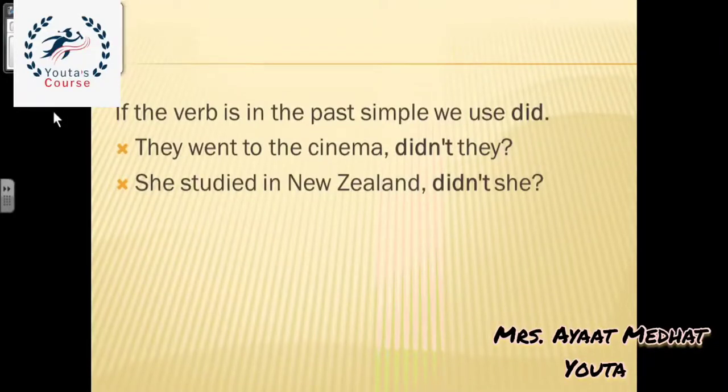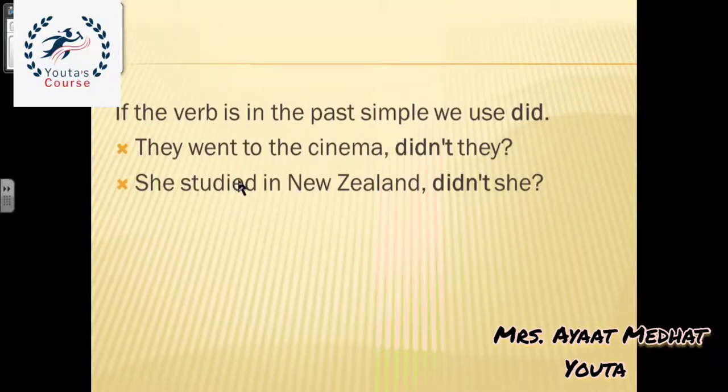Another example here. She studied in New Zealand. Number one, we put the comma. Number two, let's look for the helping verb. Do we have verb to be? No. Do we have verb to have? No. Do we have any of the modal verbs? No. So we will think of one of the verb to do.